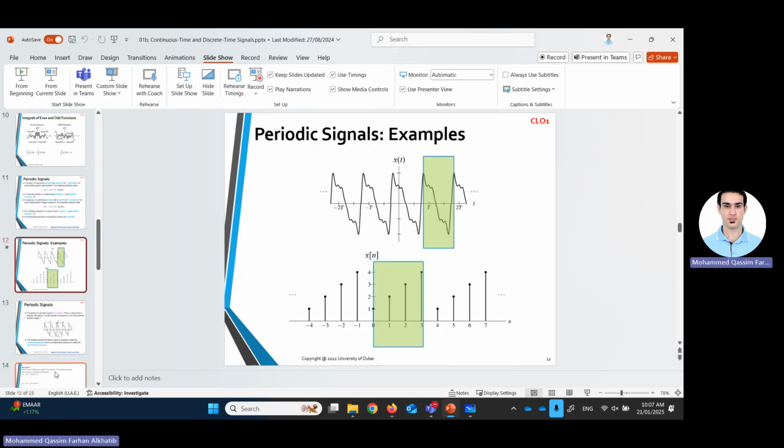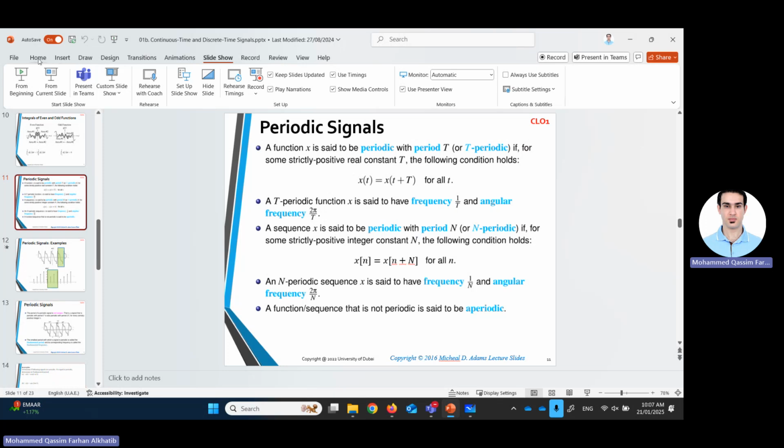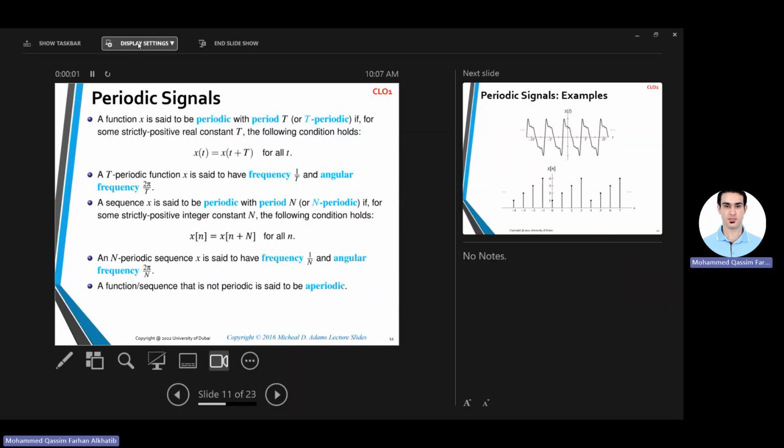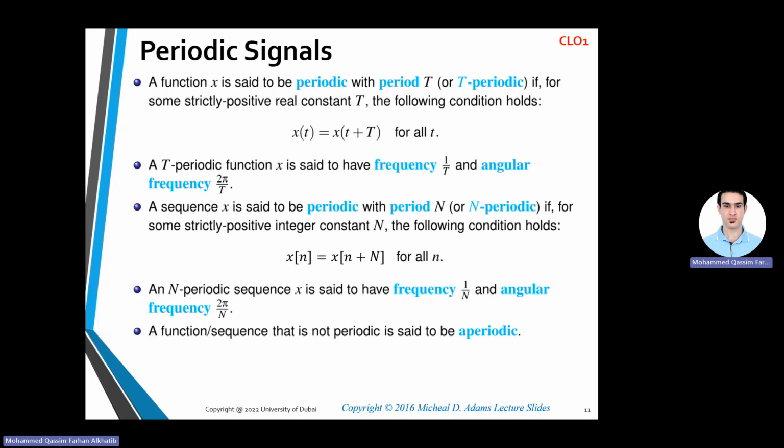All right, so let's talk about periodic signals and how we can find the period of a signal. Okay, so what is a periodic signal? It's basically a signal that repeats itself over a certain point in time. So a function x is said to be periodic with a period T, or T periodic, for some strictly positive real constant T, if the following condition holds: x of t equals x of t plus uppercase T. A typical example: the sinusoidals.